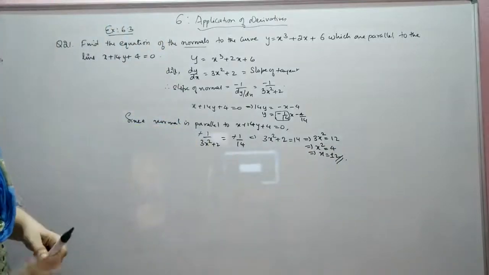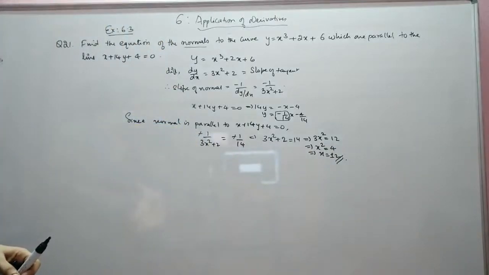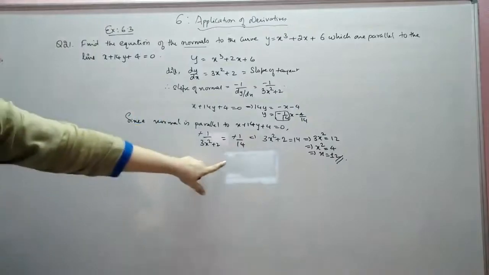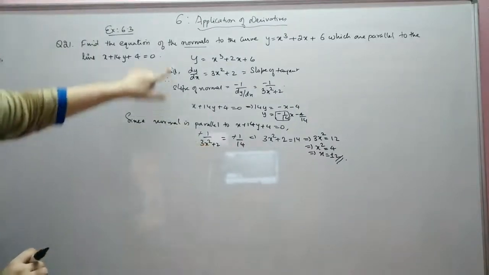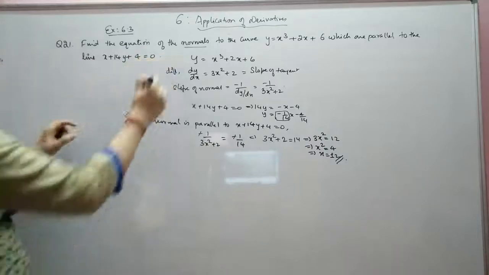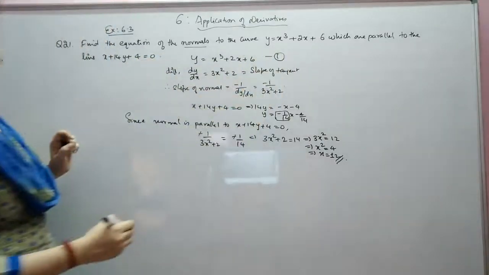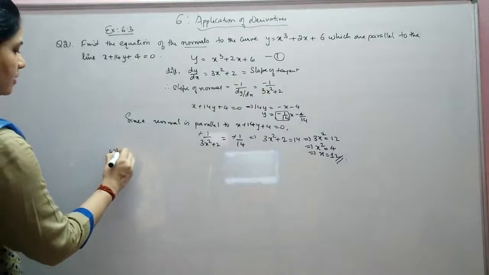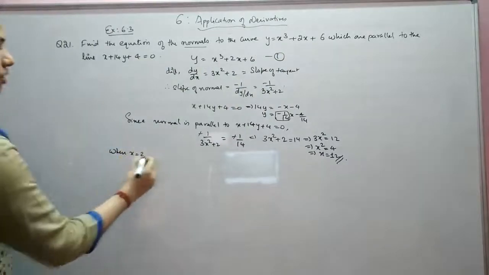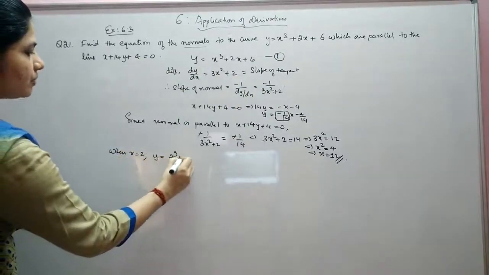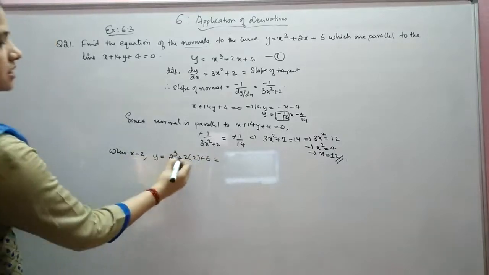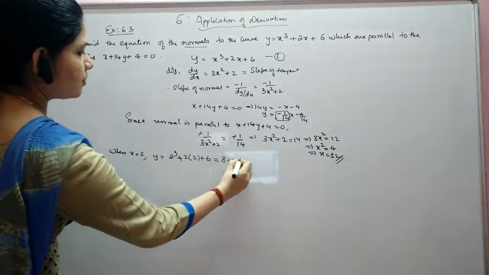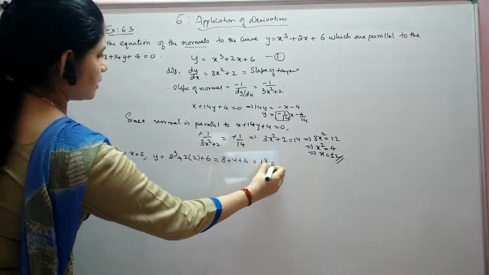So now you got two values, x equals 2 and x equals minus 2. With these values you have to find y by replacing it in the equation of the curve. So when x is equal to 2, you will get y as 2 cube plus 2 into 2 plus 6, which is 8 plus 4 plus 6, 18.